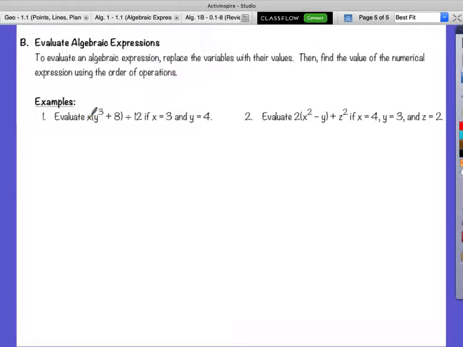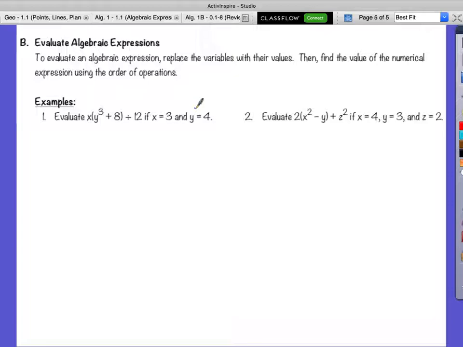So here, evaluate x times the quantity of y cubed plus 8, divided by 12, if x is equal to 3 and y is equal to 4. I call it the quantity of when something's in parentheses. So what does this say to do first? Replace the variables with their values. So what we're going to do with this 3, put it where x is. We're going to take the same expression, everything's going to be the same except x is 3 and y will be what number? 4. So we're just saying those are placeholders for numbers. We're going to put some numbers there.